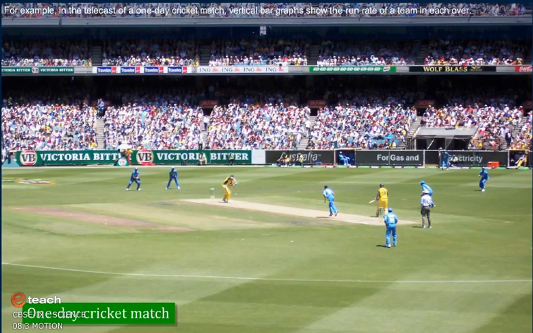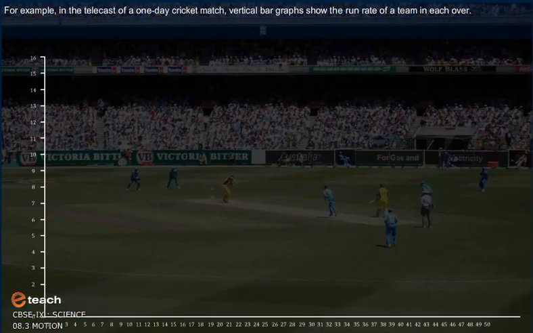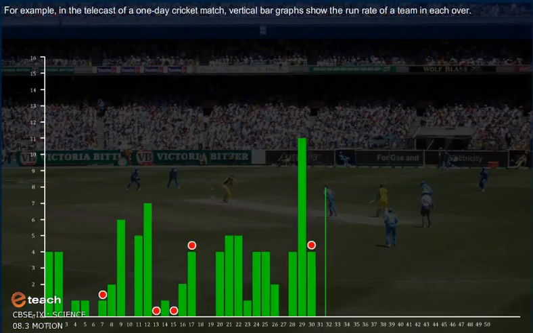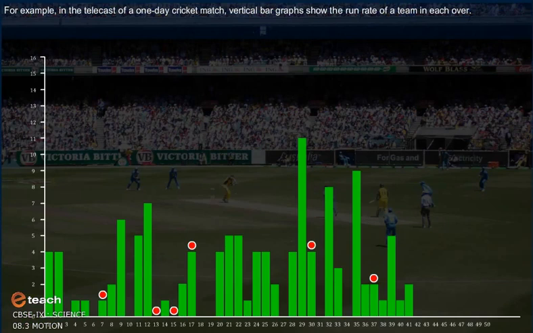For example, in the telecast of a one-day cricket match, vertical bar graphs show the run rate of a team in each over. As you have studied in mathematics, a straight line graph helps in solving a linear equation having two variables.